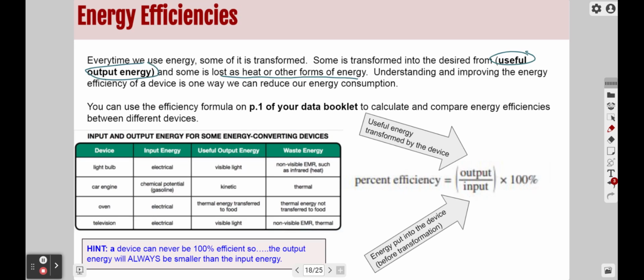So understanding these energy efficiencies is one way that we can improve the energy efficiency and reduce our energy consumption over time. It's one of the opportunities for us to help reduce our energy consumption: using energy efficient devices.